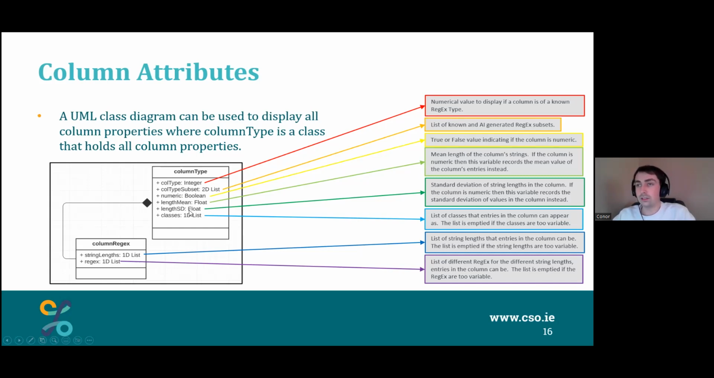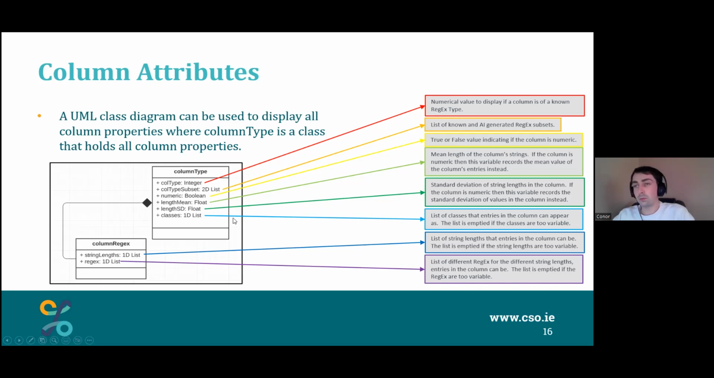In light and dark green, we have the string length mean and string length standard deviation for the columns. Now, once again, if the column expects numeric entries, these will actually record the mean and standard deviation of numerical values in the column.